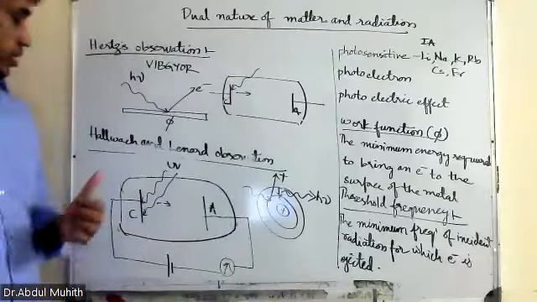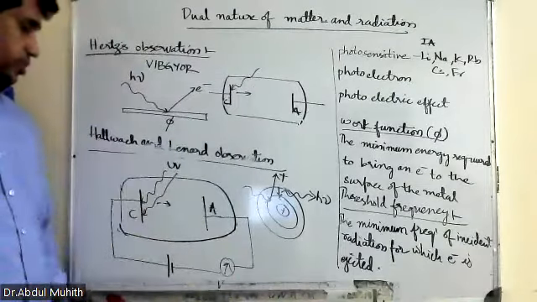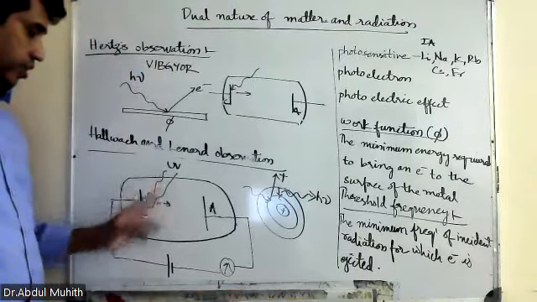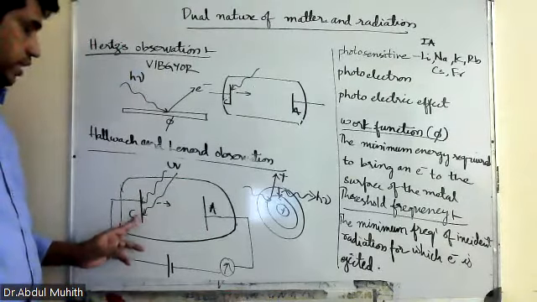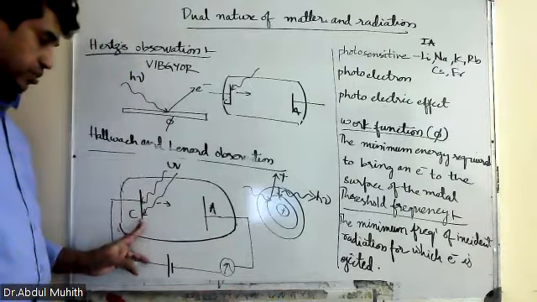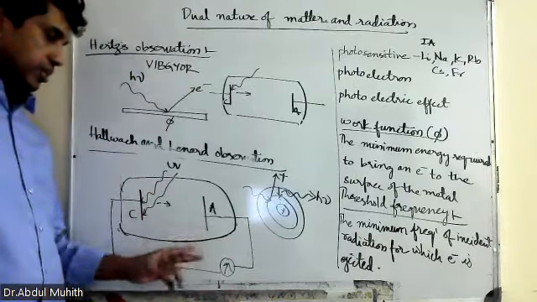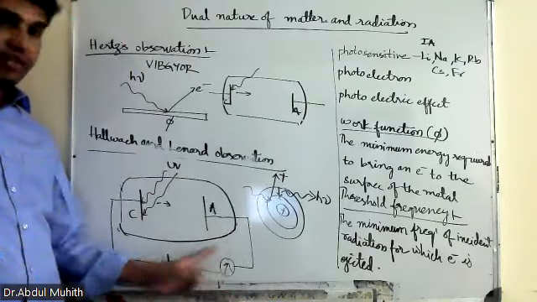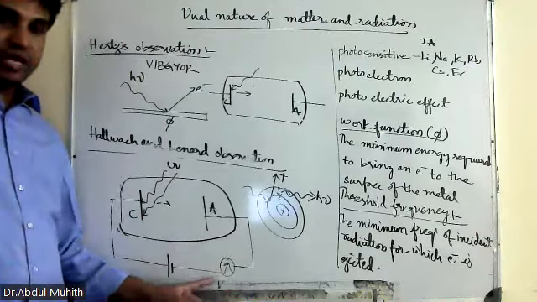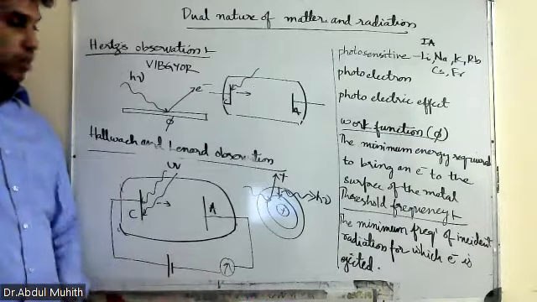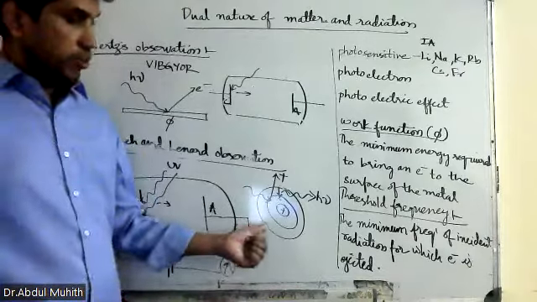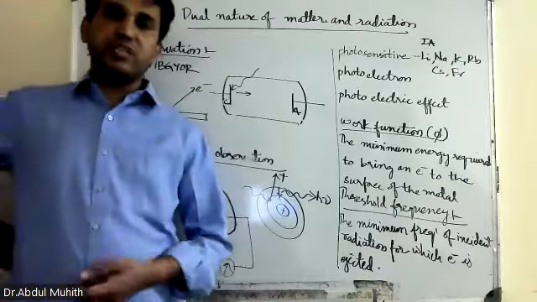Next is Hallwachs and Lenard's observation. According to them, it is the same thing. When ultraviolet rays are incident onto this plate, electrons are ejected and taken by the anode. You can see the motion of the electrons from the deflection in the ammeter, milliammeter, or microammeter.